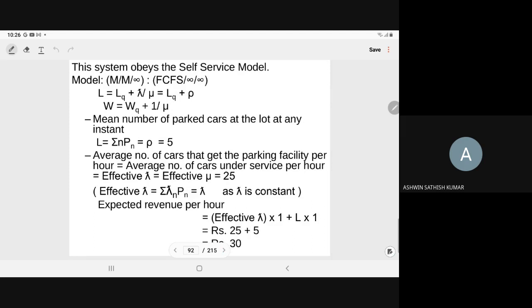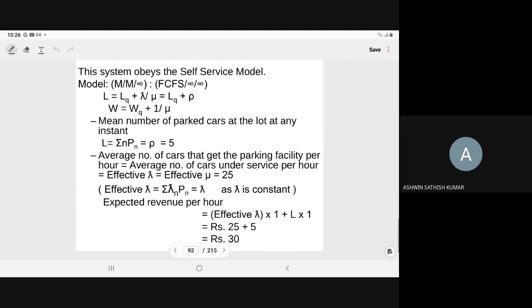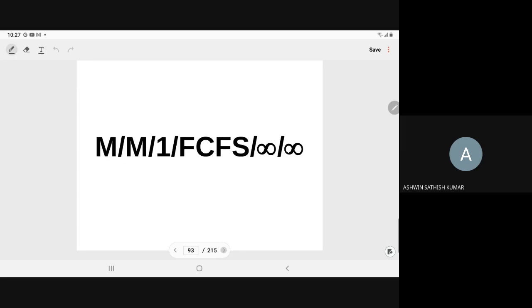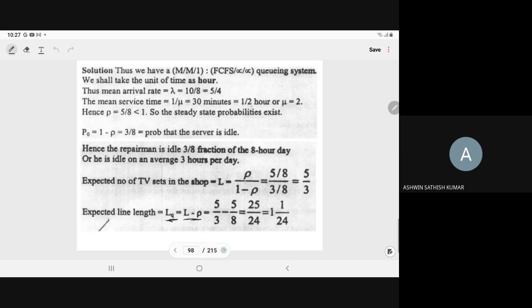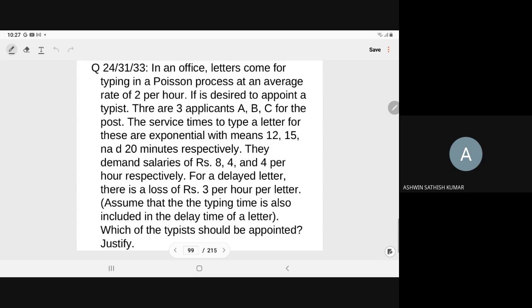So here we have the 30 rupees. Is there any doubt? Anyone want to ask anything? Let us take this question.